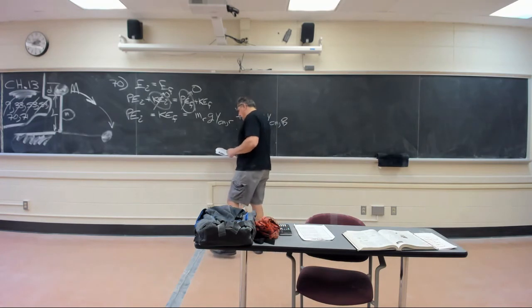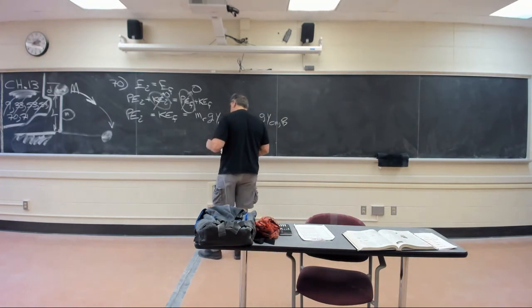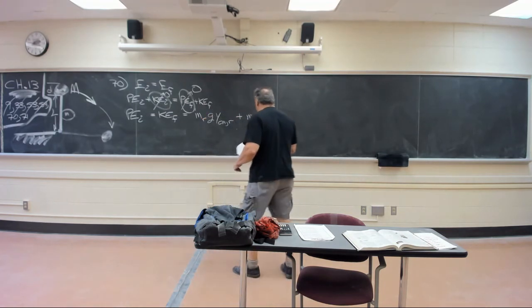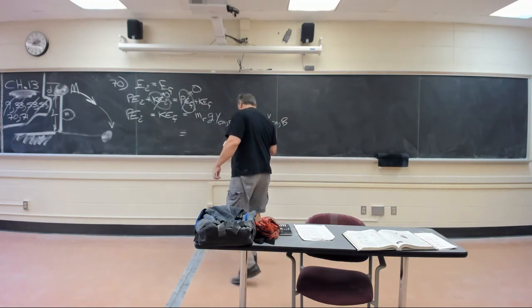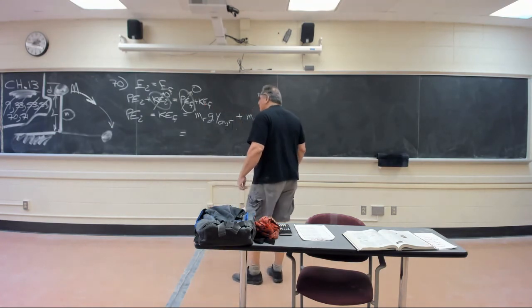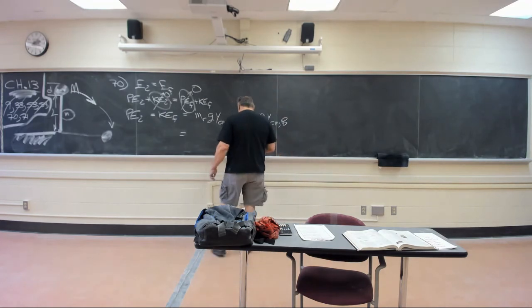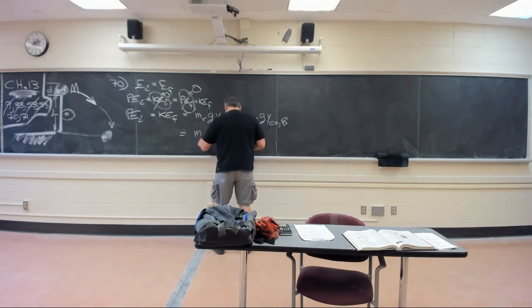Let's talk. I don't like the way I did it in my notes, to be honest with you. I like some parts of it, but all right, we can look at it. The rod is mass M, and its center of mass is L divided by 2. We'll talk about that.